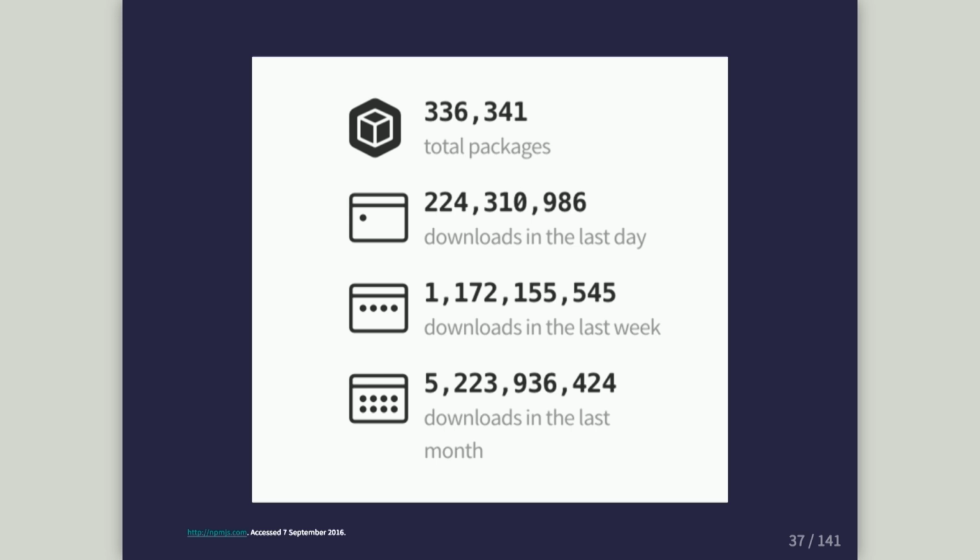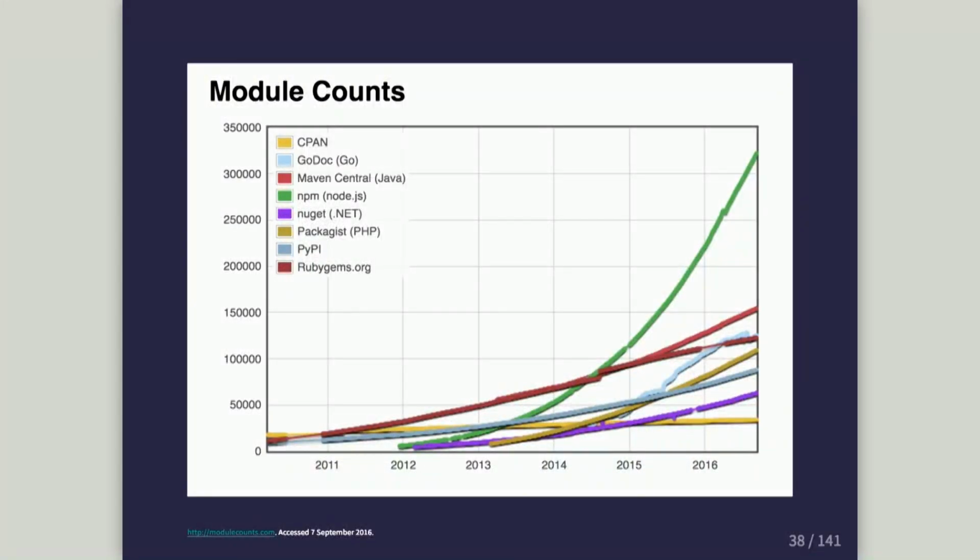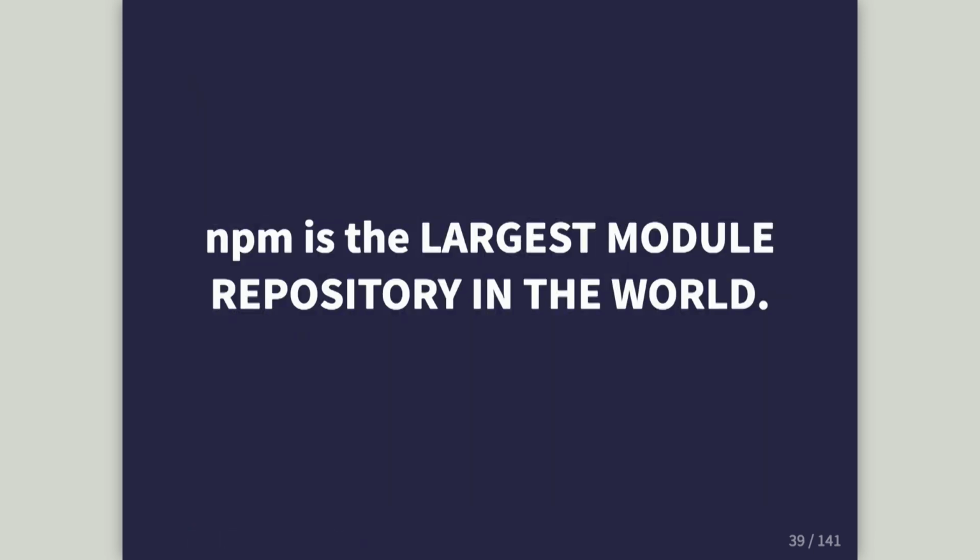Anyways, as of yesterday, the NPM registry had 336,000 total packages, and just for that day, had 224 million downloads. That's a lot of modularity happening, all right? And if you check out Module Counts, if you're not familiar with it, this is something that indexes all the packages across all of the package ecosystems. NPM is by far the one with the most packages, and it doesn't even start until 2012. NPM is the largest module repository in the world.